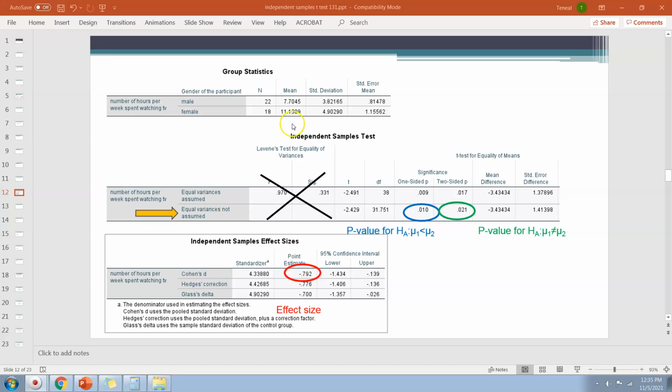If you were to calculate Cohen's d by hand, you'd get a different value. That's because Cohen's d here is using what's called a pooled standard deviation. It doesn't really matter, but they're using the weighted mean, the mean standard deviation weighted by sample size. But all you need to know is here's Cohen's d.